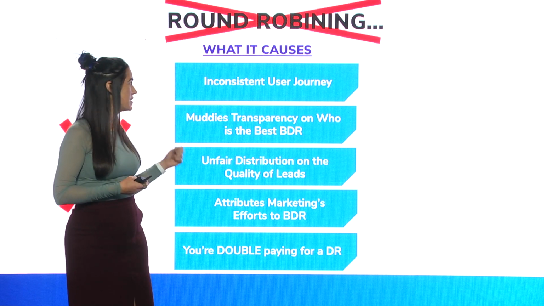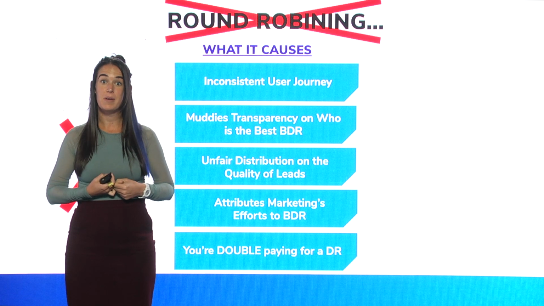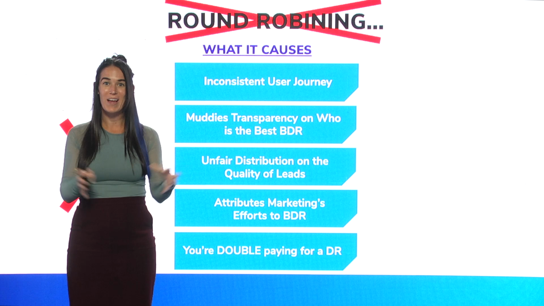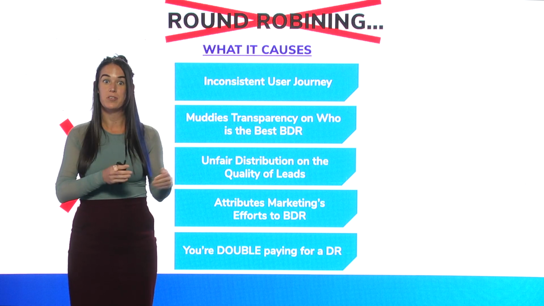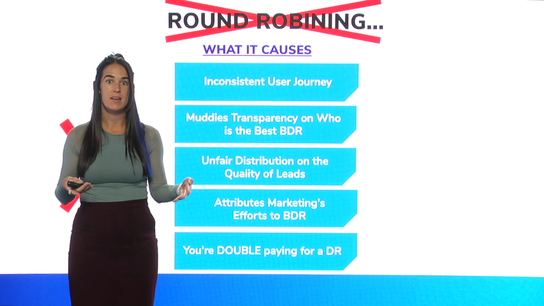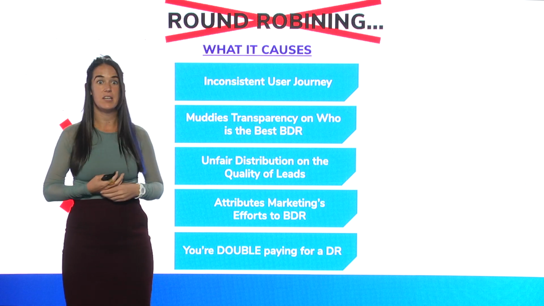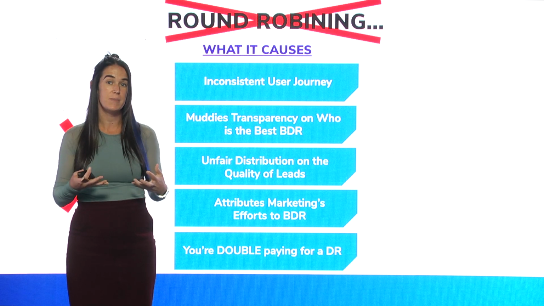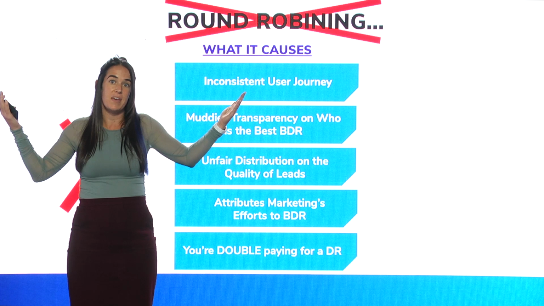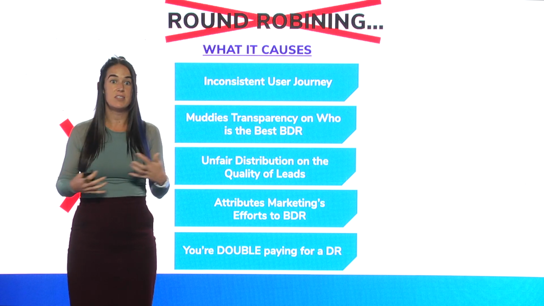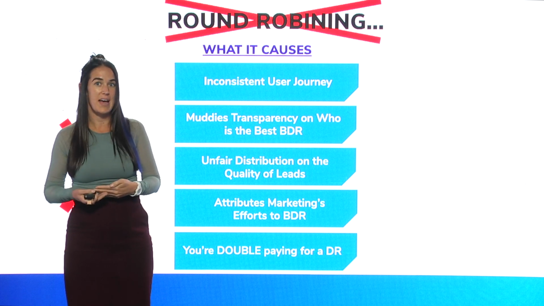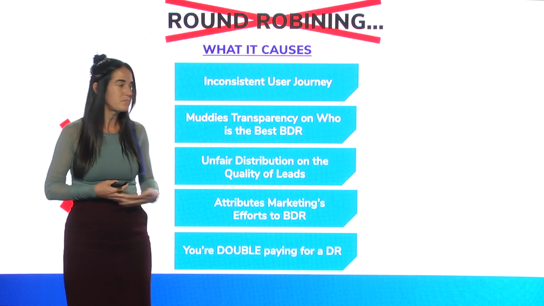So for our prospects, especially if you're within a mid-market company or enterprise, you want to have a consistency and reign of, okay, this is what my user is going to go through typically, whenever they encounter my brand. So the first thing that round robining is going to do to your SDR team and to your prospects is your prospect, dependent on the day, dependent on the rep that they get, is going to get a very inconsistent user journey in terms of who they're talking to, what questions they're being asked, and how they're passed through the line.